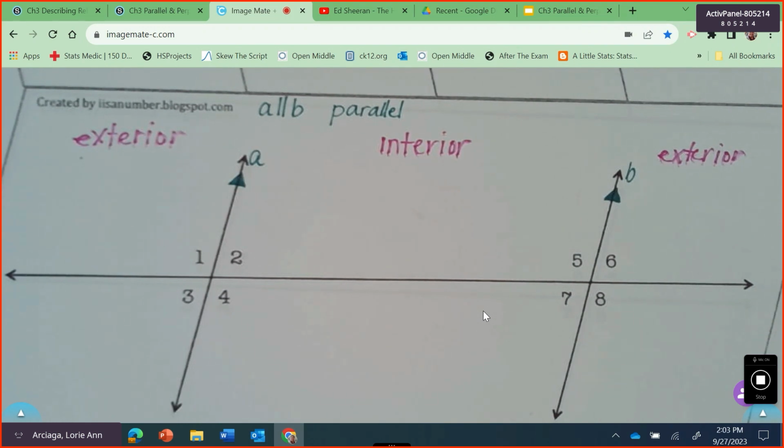Now, what do you call the other line that's not parallel? I just showed you how to do it. Oh, I'm so sorry. It's okay. My bad.